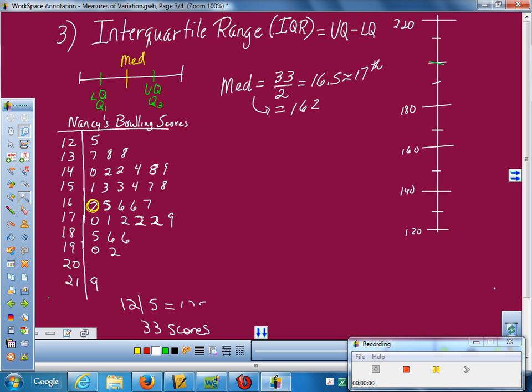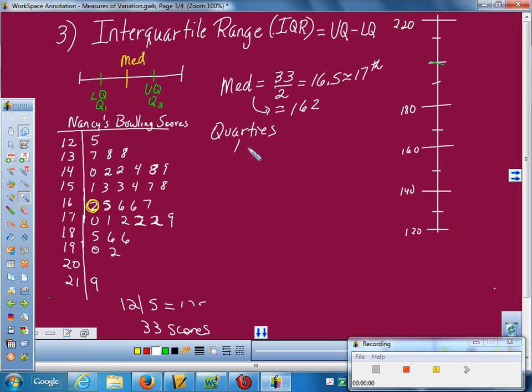Now, since it landed on that number, when we go to find the quartiles, we don't use that number. How many numbers are above and below 162? 16. There are 16 numbers. So where is the middle of 16 numbers?